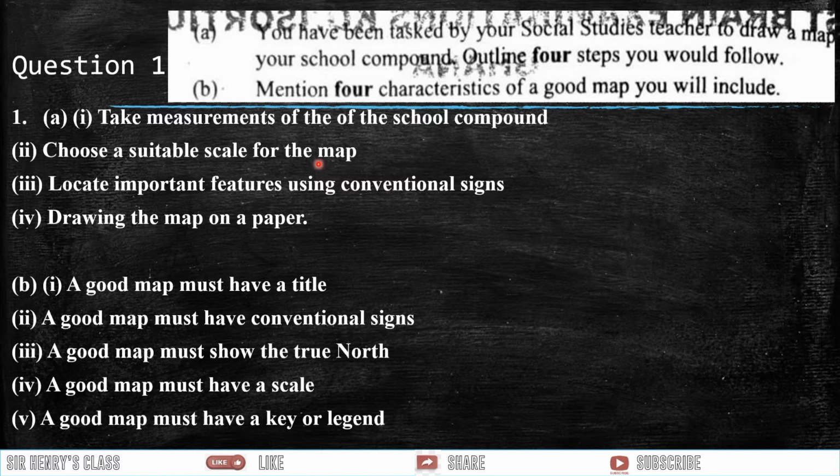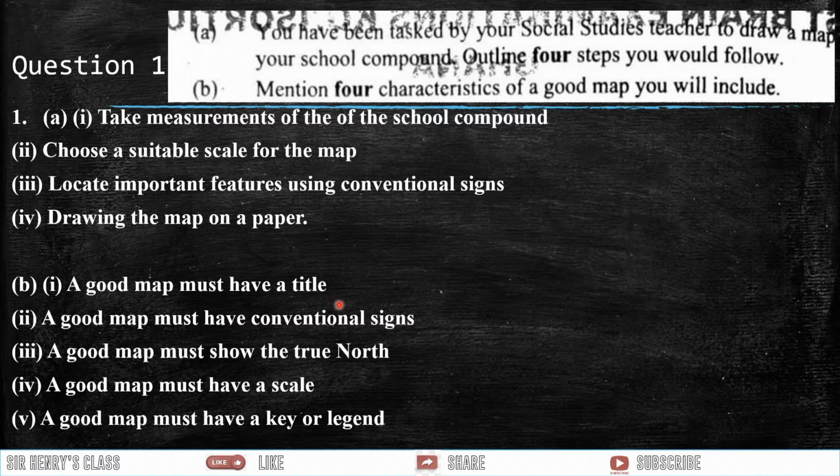So the scale is actually the representation of the actual distance on the map to the actual distance on the ground. So you choose a scale that you use to draw the map. You locate important features using conventional signs, and then you can now draw the map on a paper. So these are 4 steps that you can take in order to draw the map which your social studies teacher is requesting.